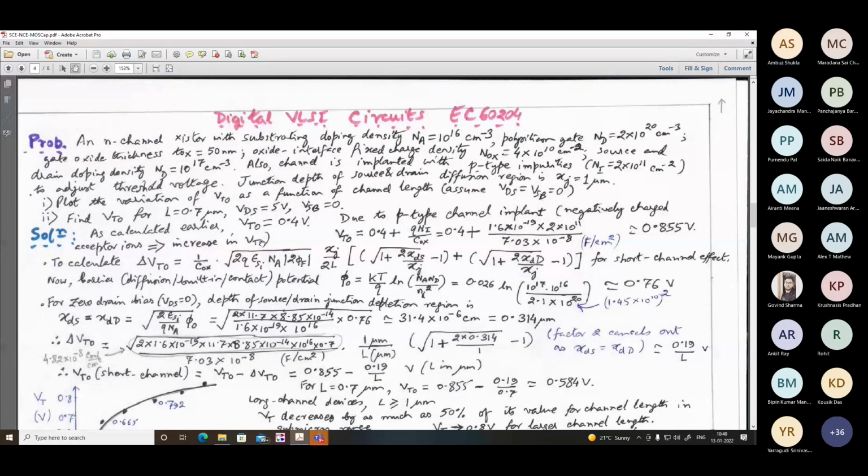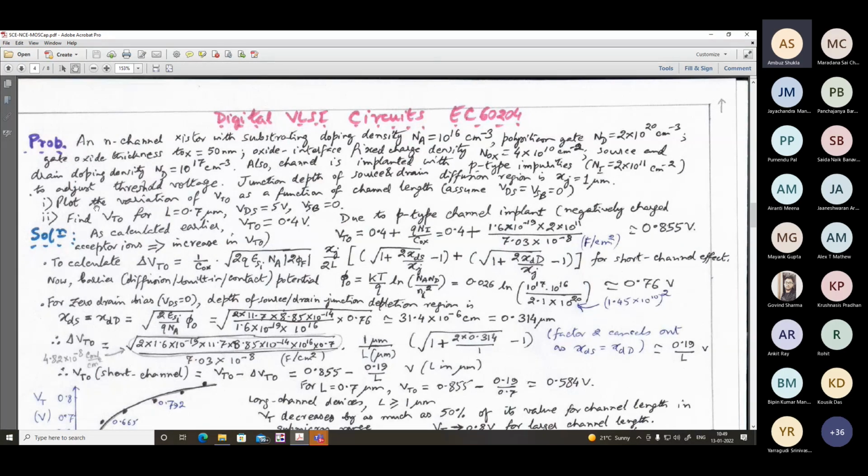As calculated earlier, VT0 equal to 0.4. This was part of the problem that we saw yesterday or on Monday. Now, due to the p-type channel implant of negatively charged acceptor ions, it will lead to an increase in VT0. That is 0.4 plus QNi divided by COX. Ni is the p-type impurity concentration, 2 into 10 to the power 11, divided by COX, Q. So you get 0.855 volt. That means due to bombarding of the channel with these p-type impurities, the net threshold voltage has increased from 0.4 to 0.855 volt. Now we pay attention to how much the short channel effect will matter.